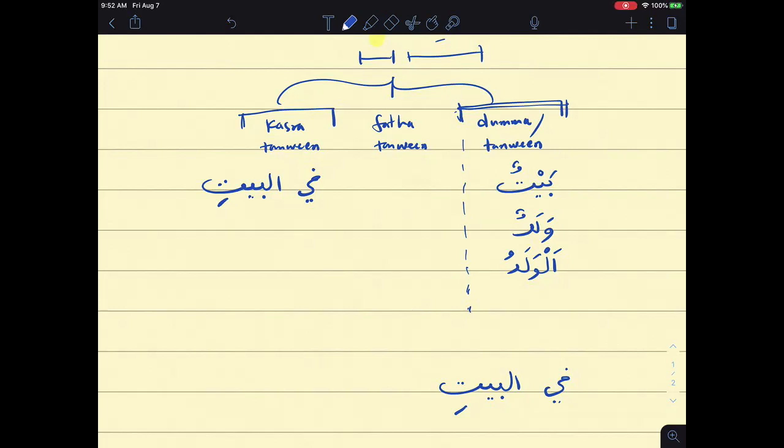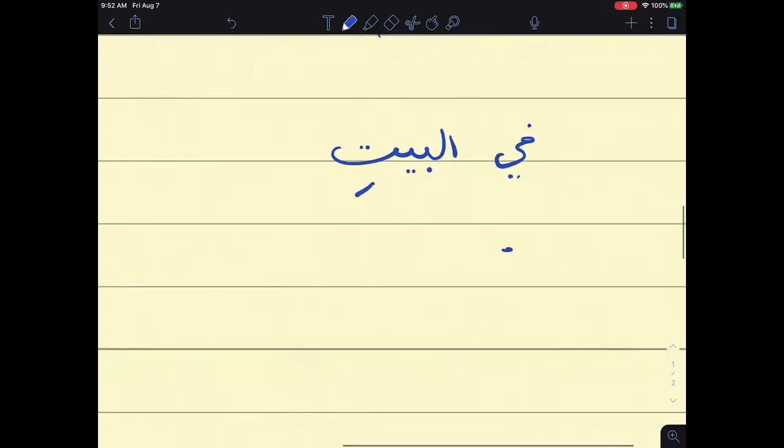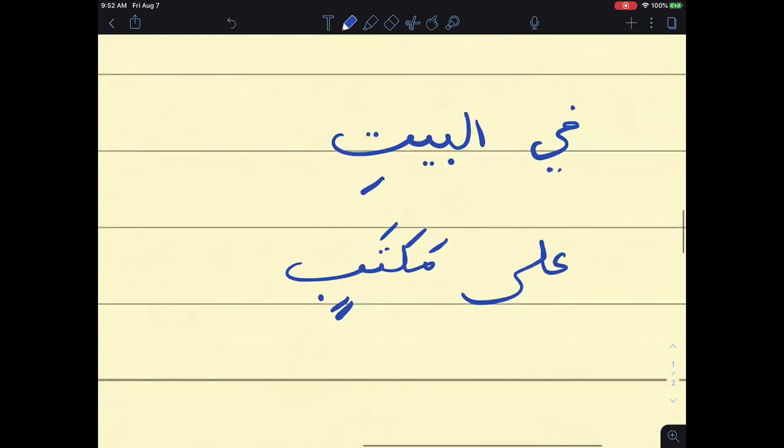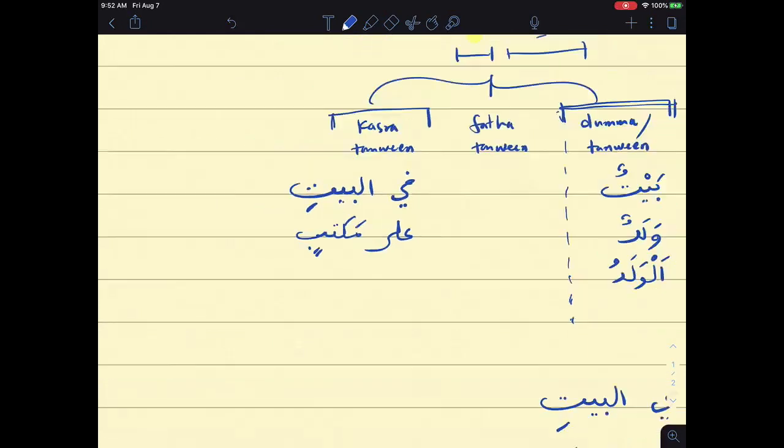Now, question: does it matter if it's a Kasra or Kasratani? No, it doesn't. For example, I can say ala maktabin. Here I'm saying bin because it's indefinite, there's no alif lam. So the fact that it's with tanween or without tanween doesn't matter. We're still putting in Kasra. Ala maktabin.